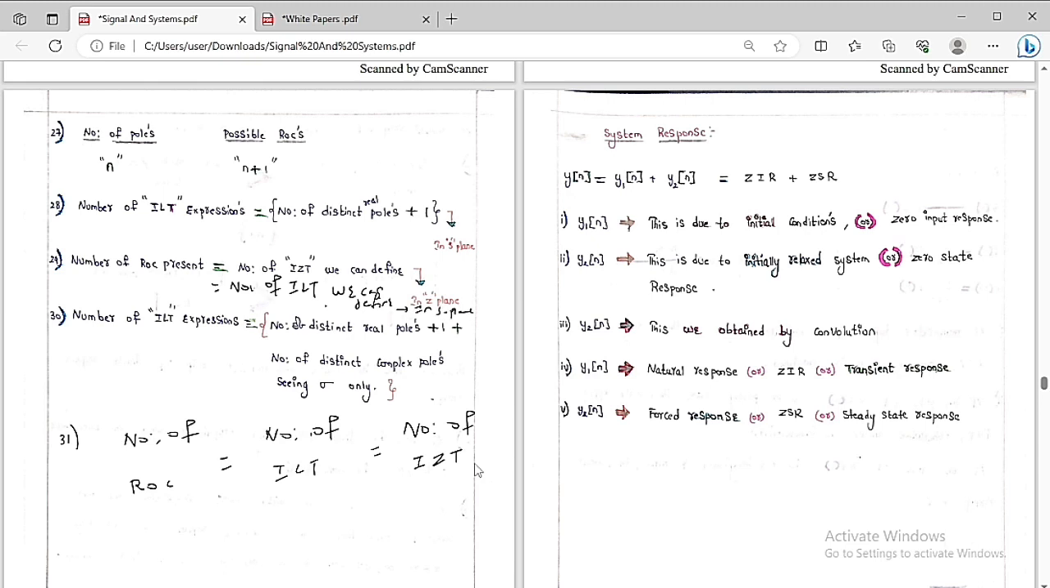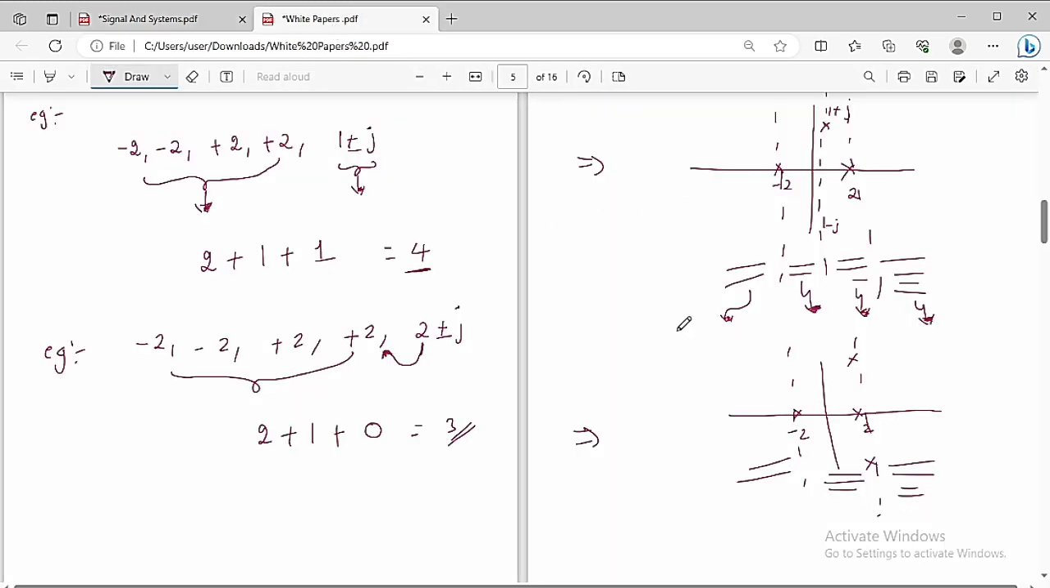So even if you forgot them, still you can get them. So this is what I am trying to tell you. I want you to remember these things. The number of poles is n, and the number of possible ROCs is n plus 1. And I have already told you the number of ROCs is nothing but the number of ILT expressions or the number of inverse Z transform expressions that we are going to get. Even if you forgot this formula, with the help of this concept, you can define how many ROCs we are going to get.